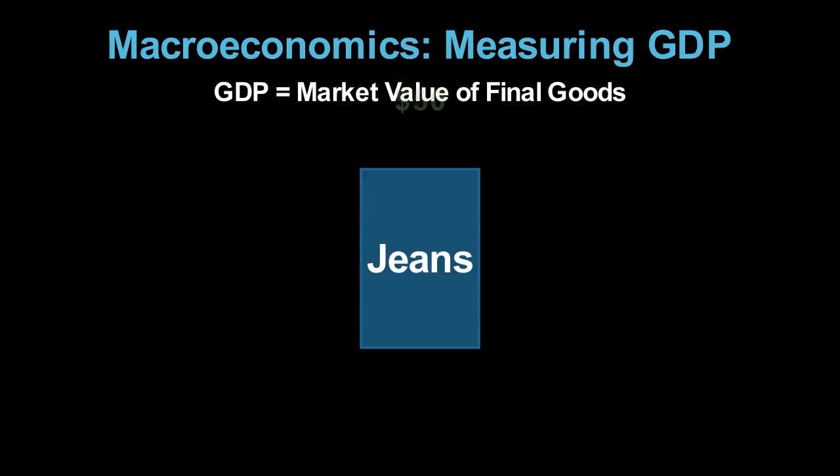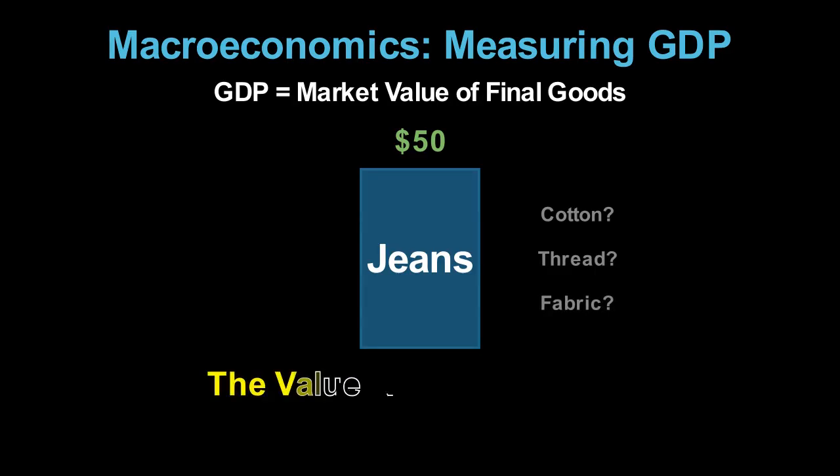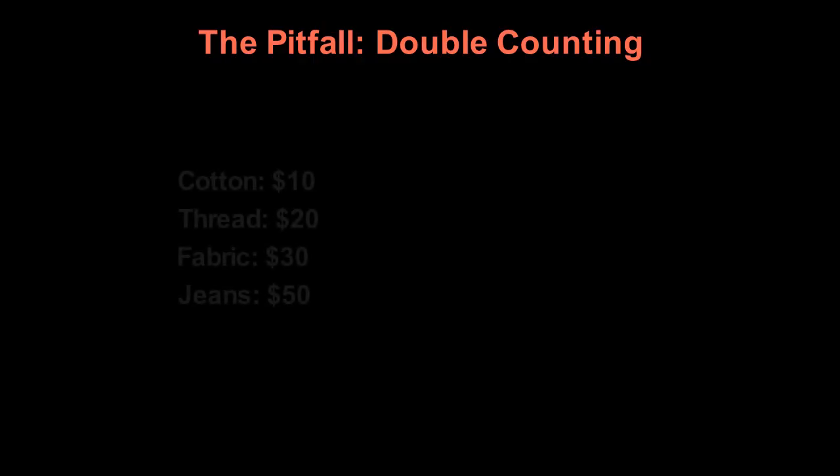But simply looking at the price tag in a store can be misleading if we don't understand the journey of that product. Imagine a pair of jeans sold for $50. Is that the only economic activity that happened? What about the cotton, the thread, the fabric? Today, we will explore the value-added approach to calculating GDP, a method that reveals the hidden layers of our economy.